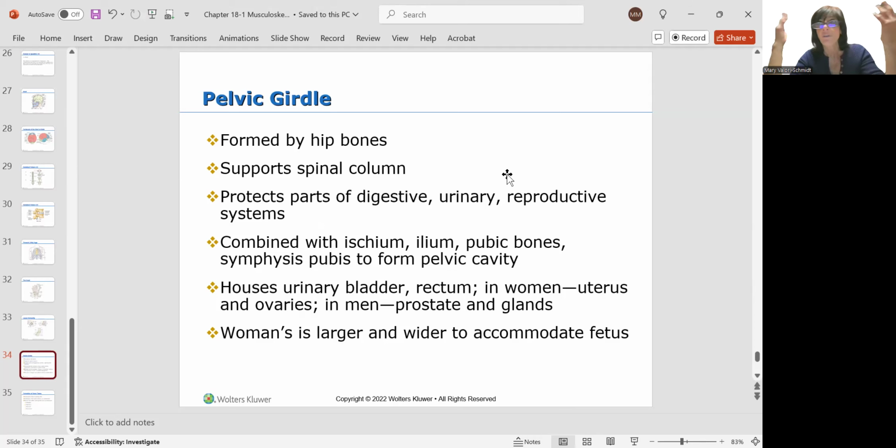If you found a skeleton on the street, you would be able to tell if it was a male or a female by looking at its pelvic girdle, because women have wider hips. We just do. We have babies and men don't.